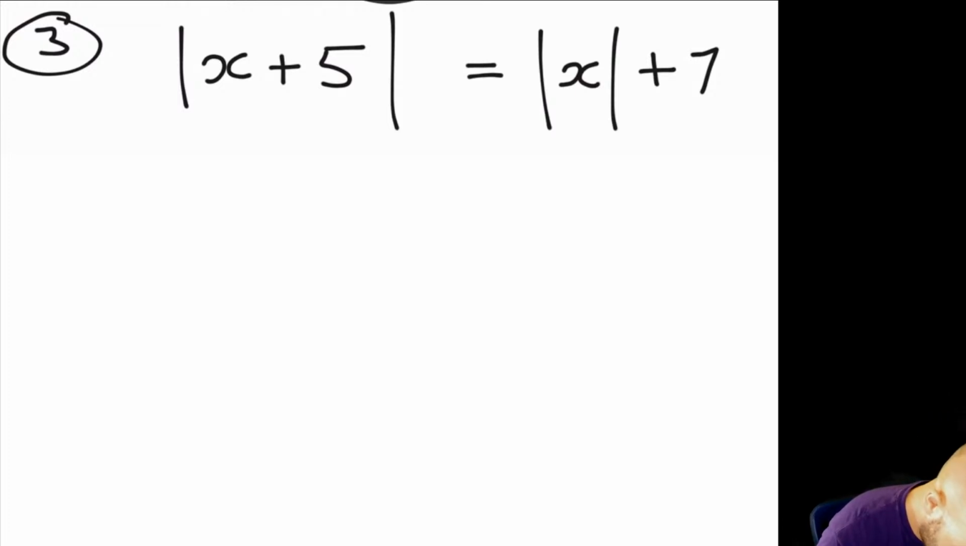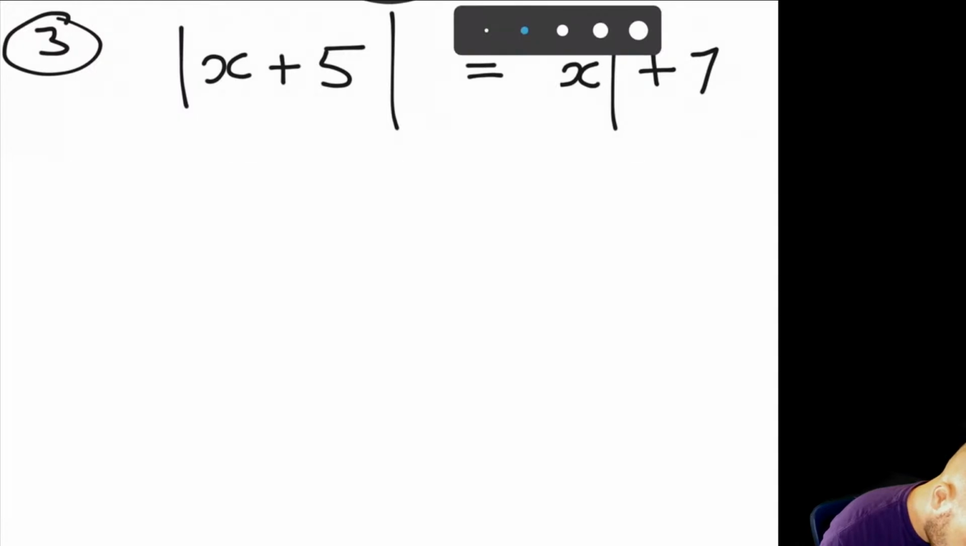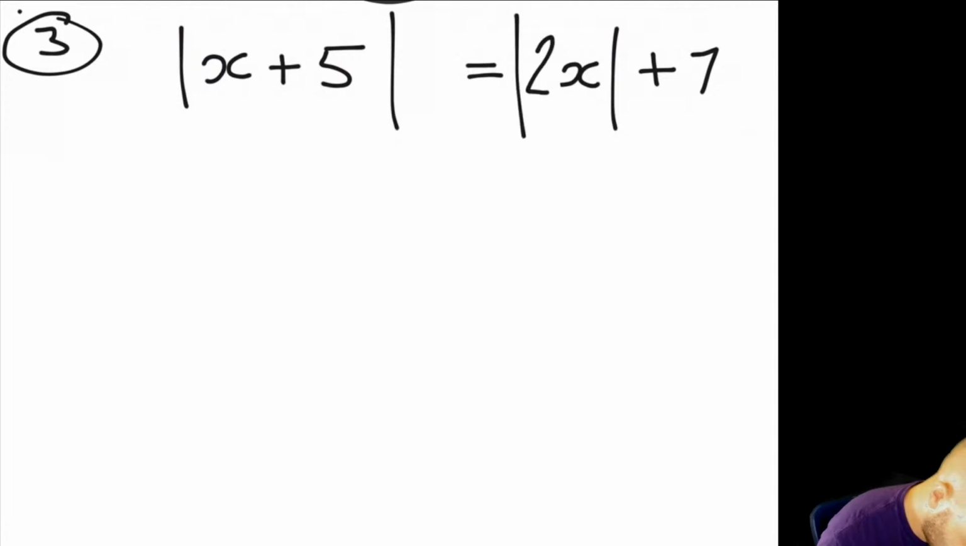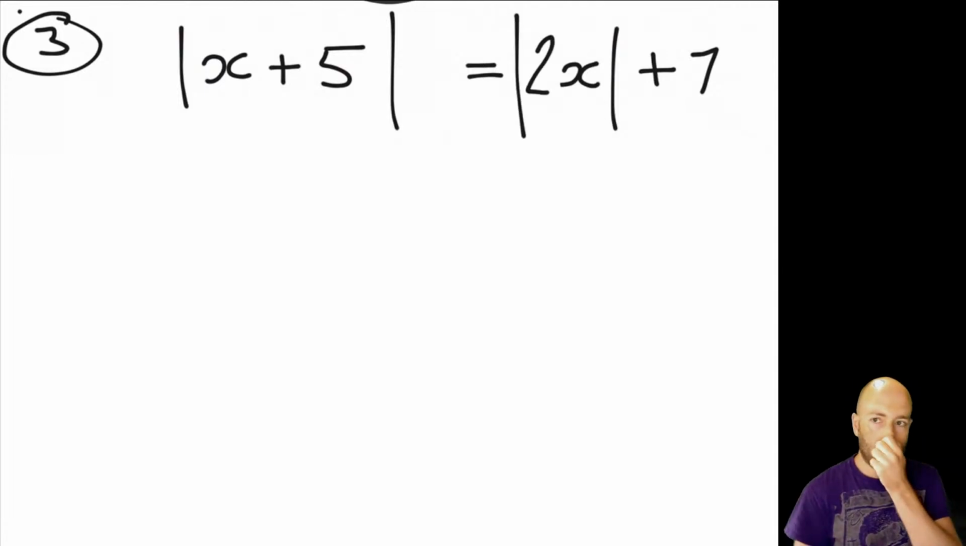I'm just going to change that to, don't copy it down yet. Okay, mod x plus 5 equals mod of 2x plus 7.